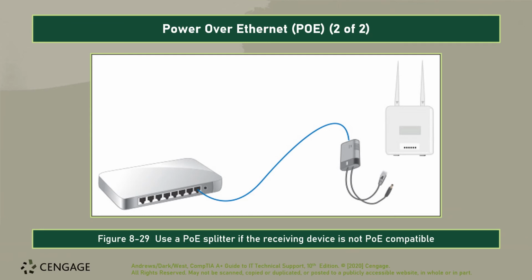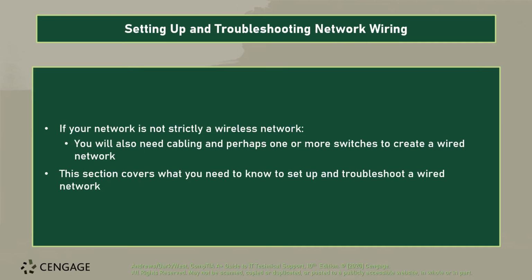So here we can see the splitter coming off of the other side. We can see one that is for a separated power and data device. You can see those 2 ends coming off of the little box there.